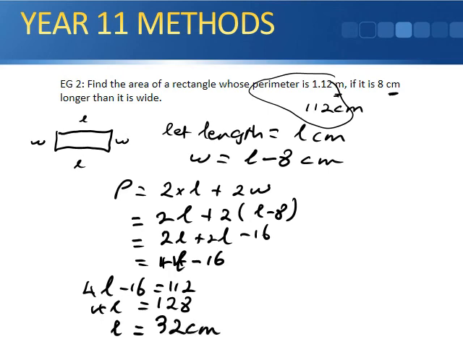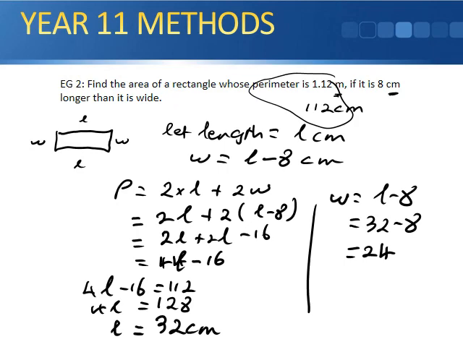And now that I've got my L, I can work out my width. W, I'll write the W over here, is just L minus 8. I know it's 32 minus 8. So when I work that out, I get 24. And to work out the area of a rectangle, I just do 24 times 32. I'm going to have to work that one out. Can't get that out of my head straight away. 24 times 32 equals 768, and this of course is centimetres squared.